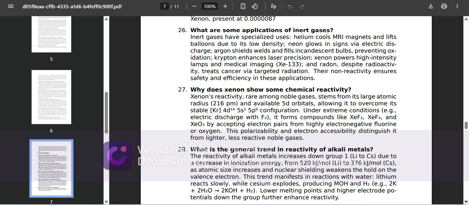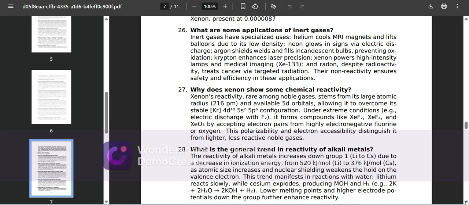Why does xenon show some chemical reactivity? Xenon's reactivity, rare among noble gases, stems from its large atomic radius, 216 pm, and available 5d orbitals, allowing it to overcome its stable krypton 4d10 5s2 5p6 configuration under extreme conditions. Example: electric discharge with F2.